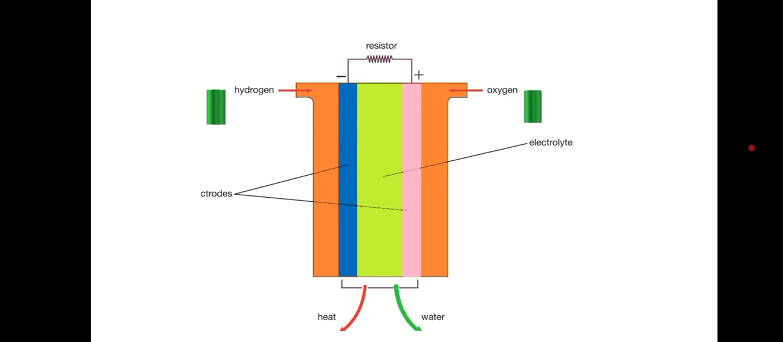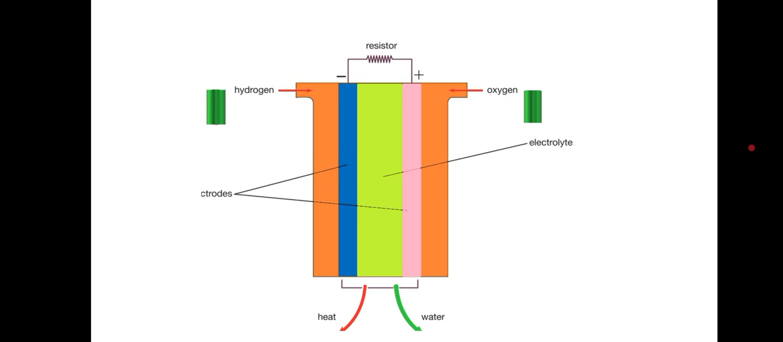So this is the setup of the fuel cell. On the left hand side, the hydrogen cylinder is there. On the right hand side, the oxygen cylinders are there. These gases are sent into the fuel cell, which produces heat, water, and electricity. This electricity is used to run the motor. If we are able to run the motor, we can produce the EV, electric vehicle.